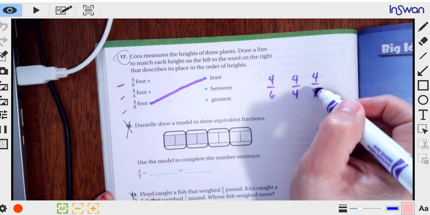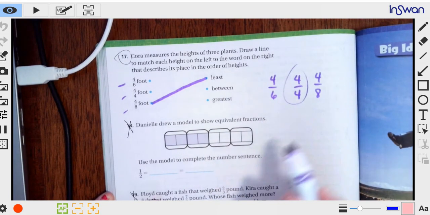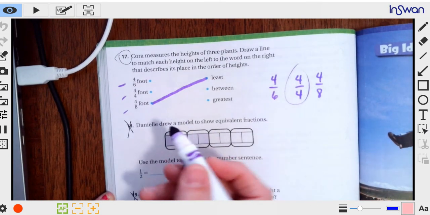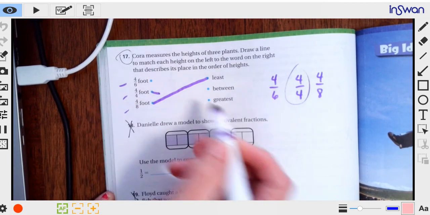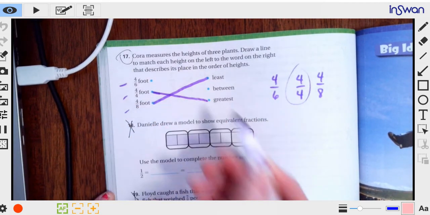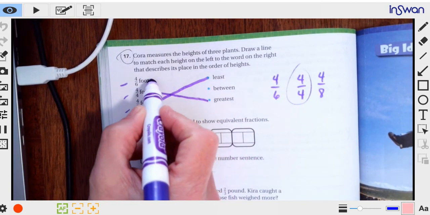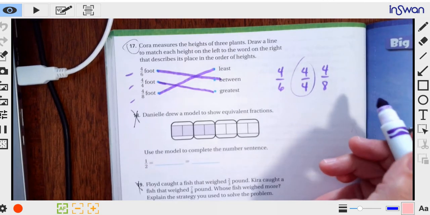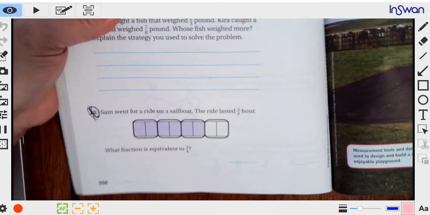What's going to be the biggest one? Well, this one right here, because even looking at it, you know that it's going to be one whole anyway, right? But it's broken up into less pieces. Okay, so the pieces are going to be bigger. So that means that 4/6 is in between. All right, and then we're going to do the last one.